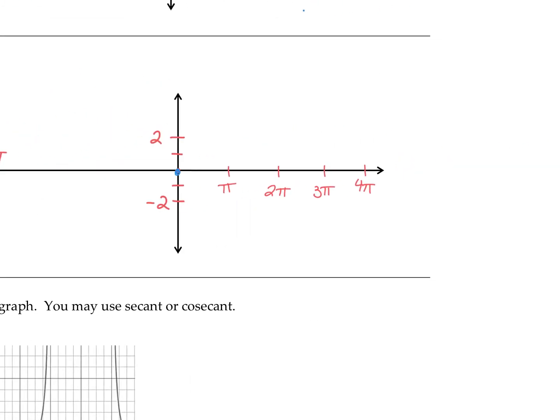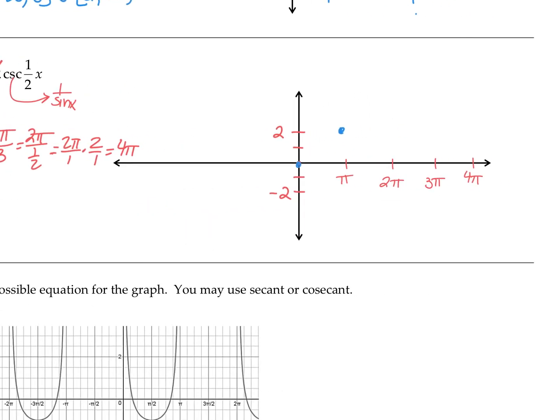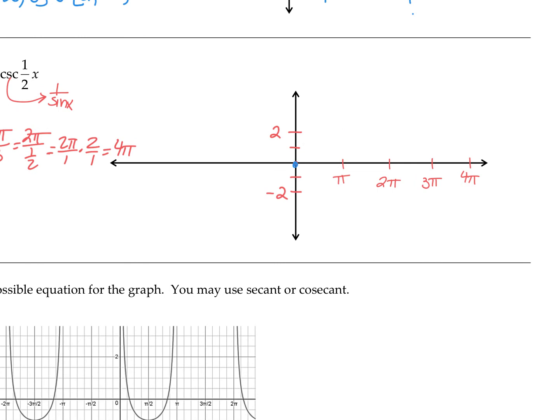So sine starts in the middle. It goes to the maximum, except for, oh wait, this is reflected. So it's going to start in the middle, go to the minimum, go to the middle, go to the maximum, go to the middle. So now everywhere where it's in the middle, those are where my asymptotes are going to be. My minimum is going to go down. My maximums are going to go up. So our graph will look something like this.